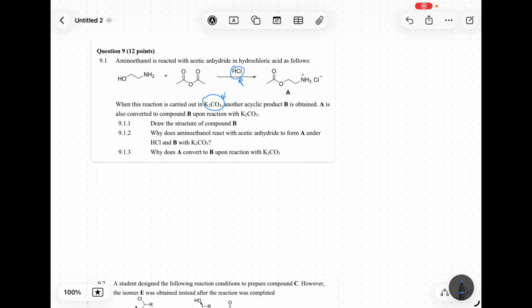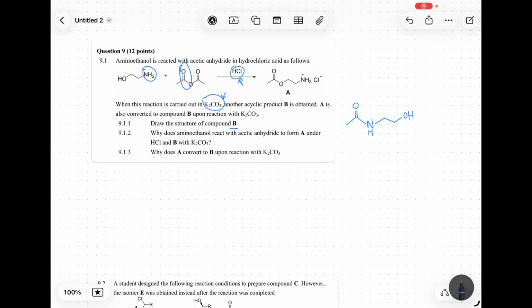So the other compound B would then be when this NH2 group attacks this carbonyl. So that will give you your substitution product. Remember your hydrogen.